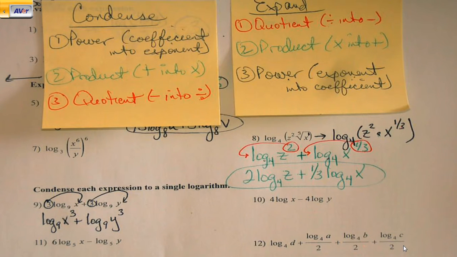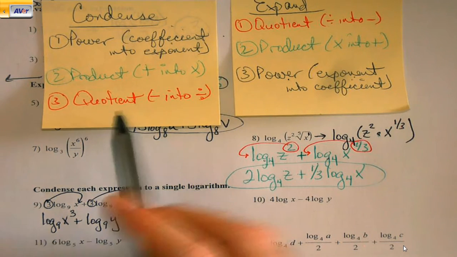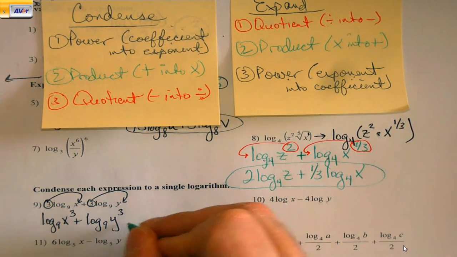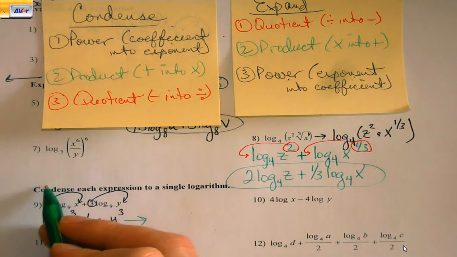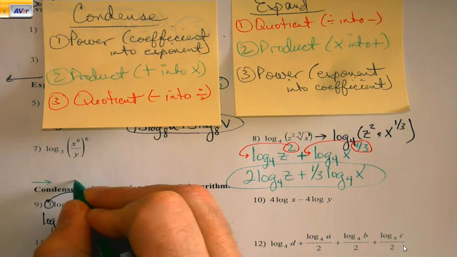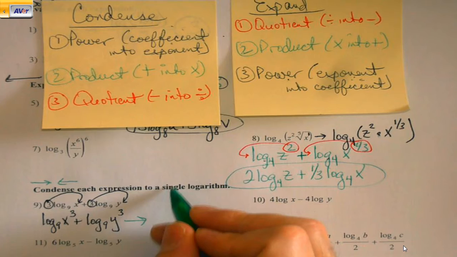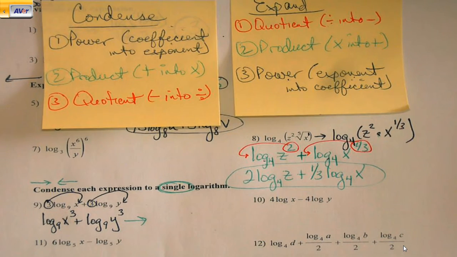So then I look at the next one. I look, it says product. Add into multiply. If I see add, that's going to become multiply. And one thing I hadn't mentioned yet, when we're condensing, we're trying to smash it down. We want to get down to a single logarithm, just one.